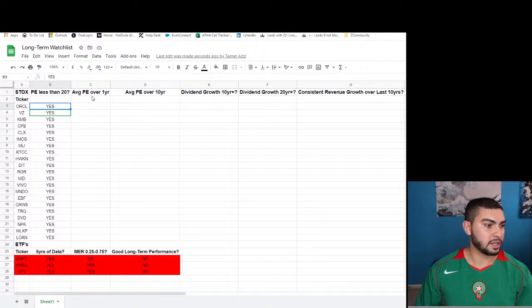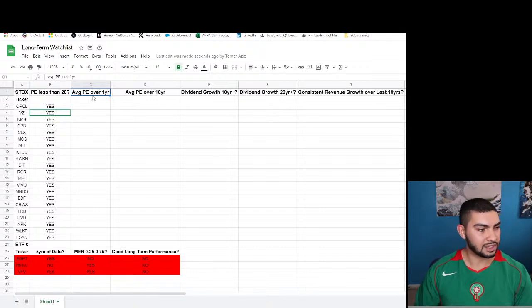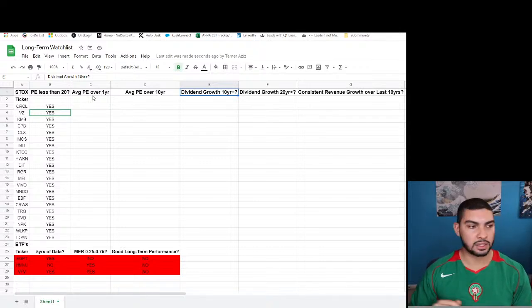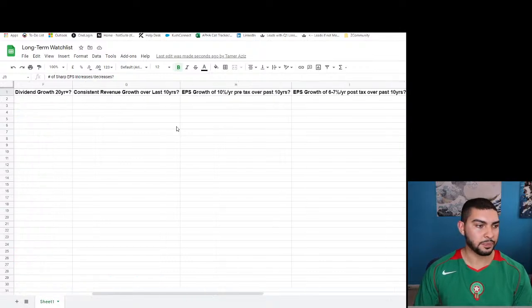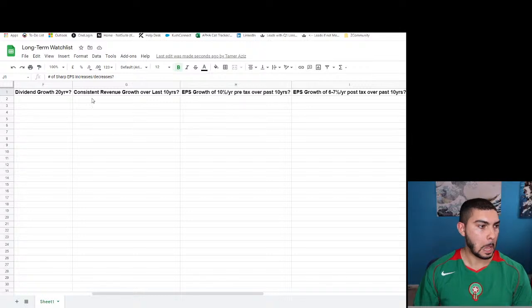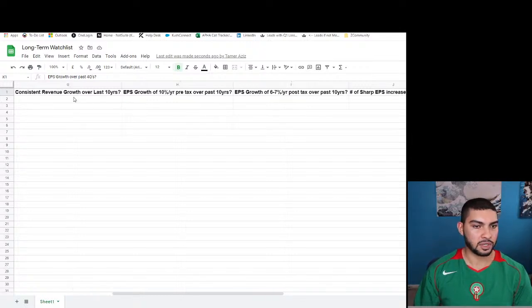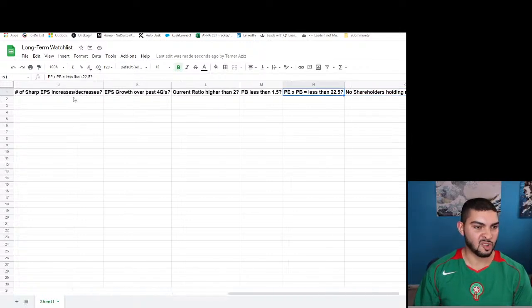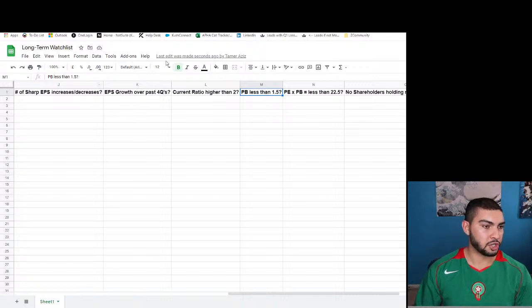Now the next thing, we do have an average PE over 1 year to be less than 20 as well, but for these types of things where we have to calculate averages and whatnot, we're not going to look at this until after, because it is going to take a little while. I'd rather go through all of the quick stuff first because it just makes more sense. A dividend growth of over 20. Well, I want to see what the quickest one is over here. Okay, price to book ratio and current ratio. Price to book ratio less than 1.5.